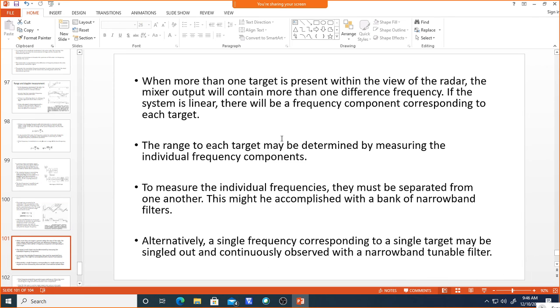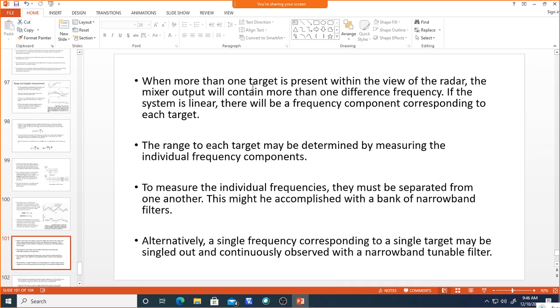Okay, so when more than one target is present within the view of the radar, the mixer output will contain more than one difference frequency, because the different targets will have return signals with different frequencies. So that mixer output will produce many frequencies, and if the system is linear, there will be a frequency component corresponding to each target.